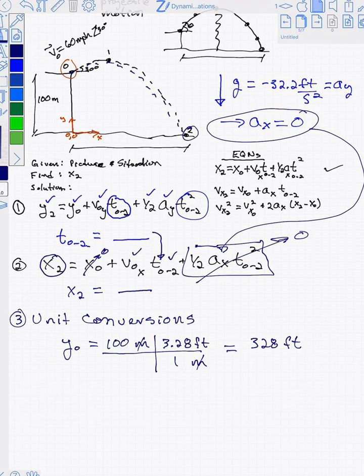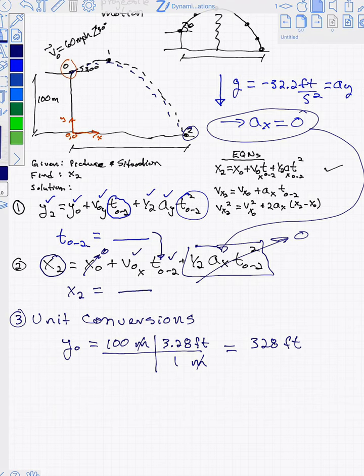Let's see what Siri has to say. Convert 100 meters to feet. That would be 328.08 feet. All right, 328.08. We'll go with that.